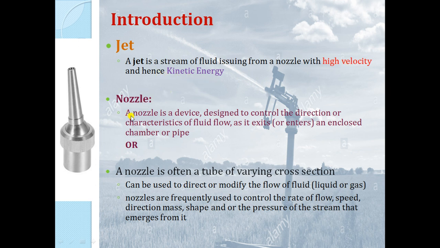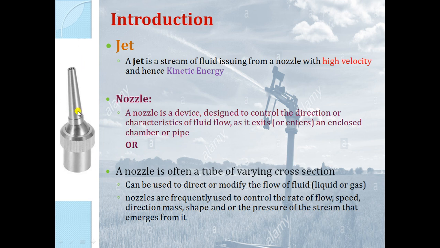Now, coming to the definition of nozzle. A nozzle is a device which is designed to control the direction or the characteristics of fluid flow as it enters or exits an enclosed chamber or pipe. There is one more definition. A nozzle is often a tube of varying cross section. It can be used to direct or modify the flow of fluid. Nozzles are frequently used to control the rate of flow, speed, direction, mass, shape or the pressure of the stream that emerges from it.